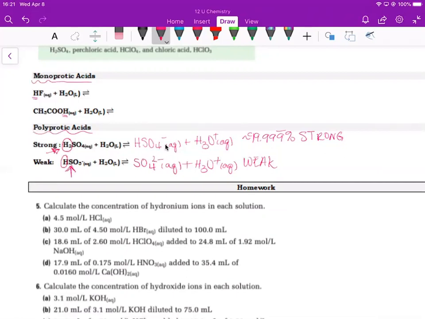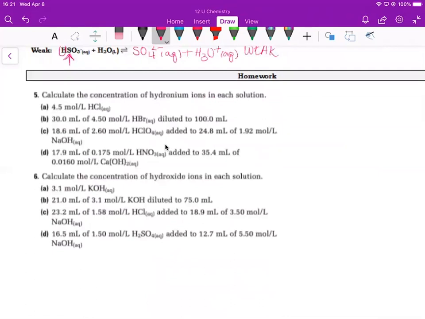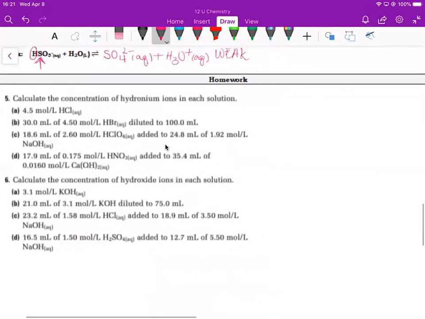less than 1% completion. Okay, so for number 5 and 6, which I'm asking you to do for day 1, it says calculate the concentration of hydronium ions in each of the solutions. So you're going to have to look at all the different formulas you're going to need. To give you a refresher, you can have concentration equals number of moles divided by volume. You can have the dilution equation, C1V1 equals C2V2.